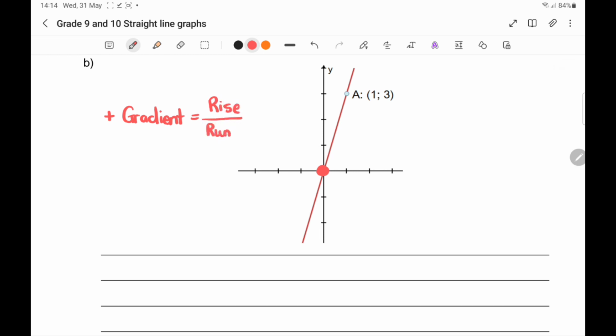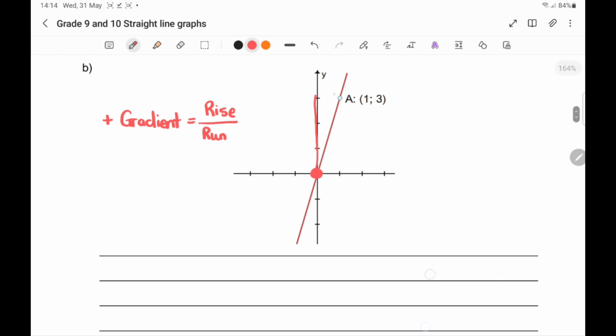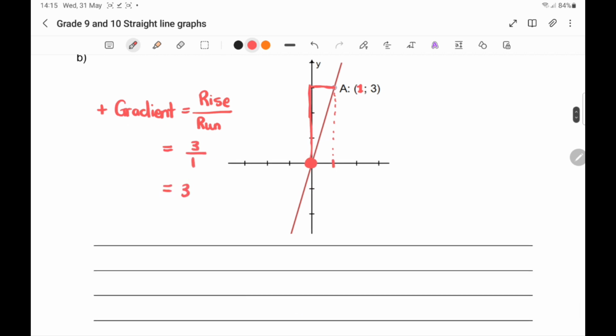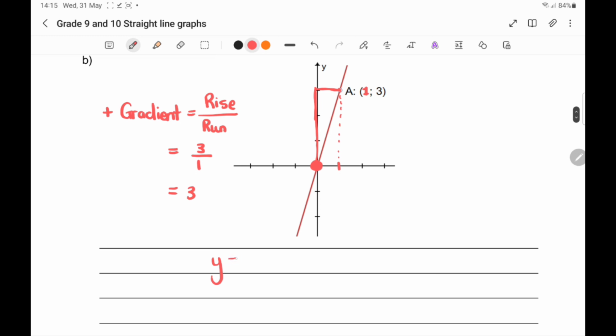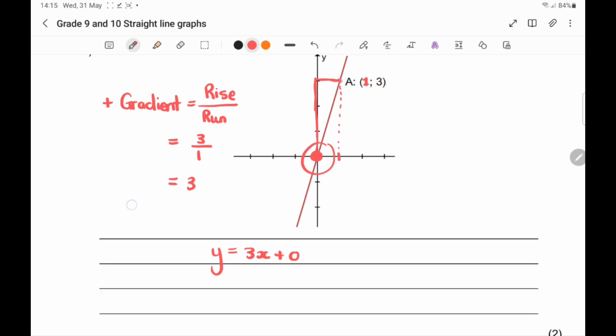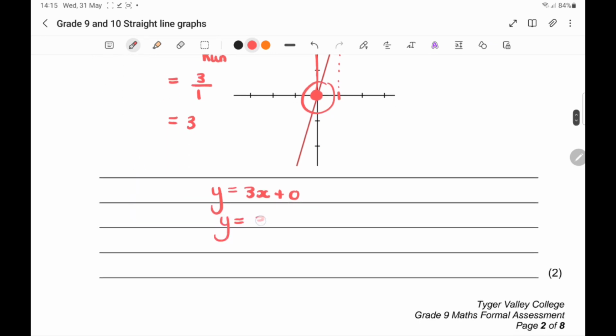So always from left to right. So from here, I'm going to rise 1, 2, 3. And I ran, because you can see the x value there is 1, I ran 1. So it's 1, 2, 3 over 1, which simplified gives me 3. So y is equal to 3x. And do I have any backside? No, because it goes through the origin, which is plus 0. But again, we're not going to write that, so we're just going to have y is equal to 3x.